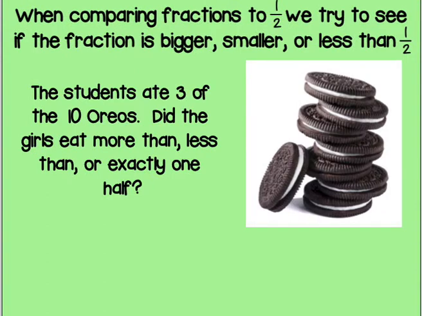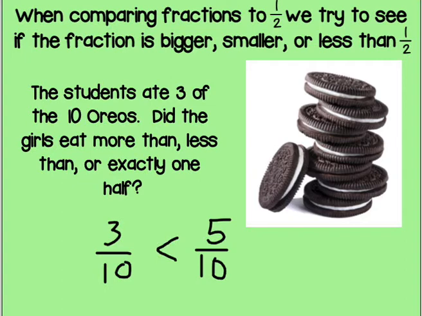If the students ate 3 of the 10 Oreos, did they eat more than, less than, or exactly 1/2? Well, we have 3/10 of the Oreos have been eaten. I know that my denominator is 10, and half of 10 is 5. So my 1/2 fraction is 5/10. 3/10 is less than 5/10. Therefore, the girls ate less than half of the Oreos.